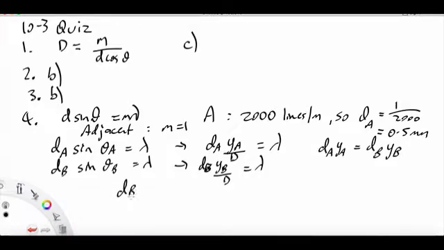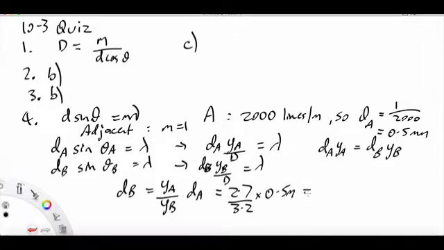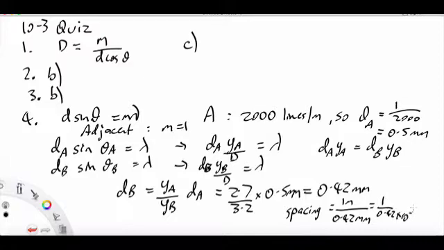So since dB is what we're interested in, the spacing, it is YA over YB times dA, which is 2.7 over 3.2 times the 0.5 millimetres, which is 0.42 millimetres. So the spacing in terms of how many per metre is 1 metre over 0.42 millimetres. Sorry, that was millimetres. So that is 1 over 0.42 by 10 to the minus 3, which is about 2,370 lines per metre.